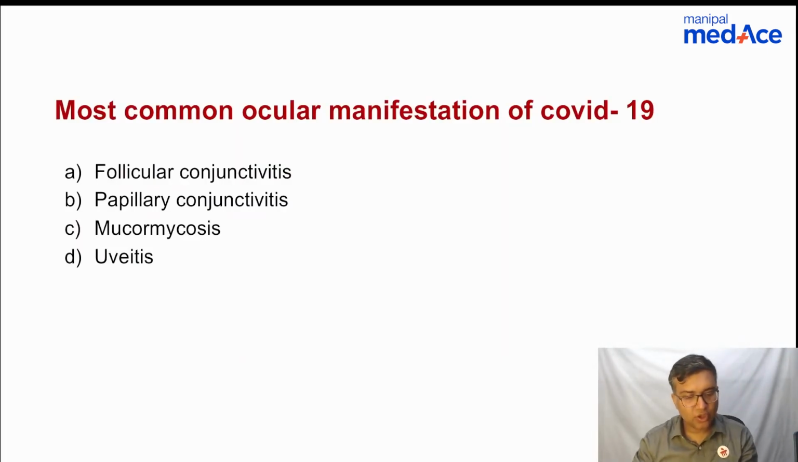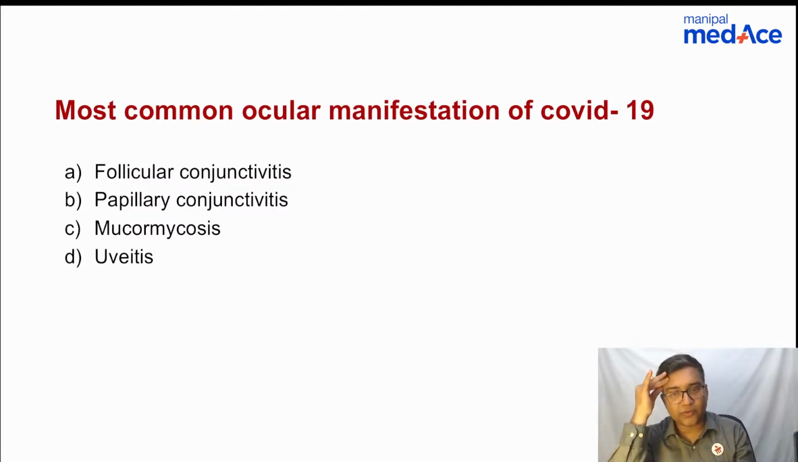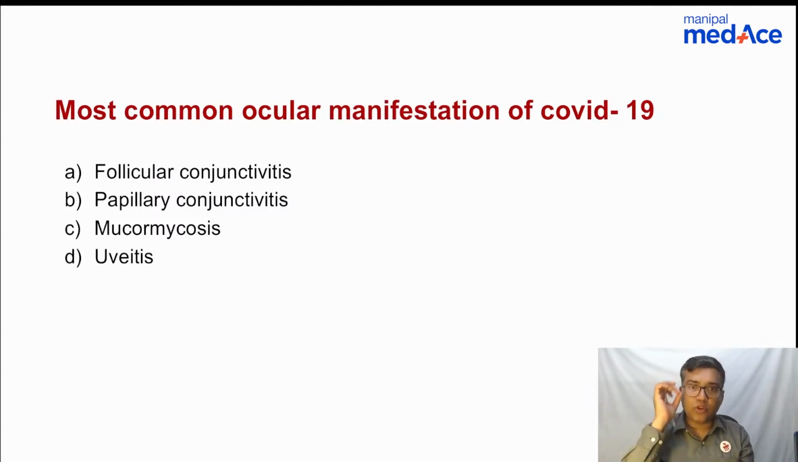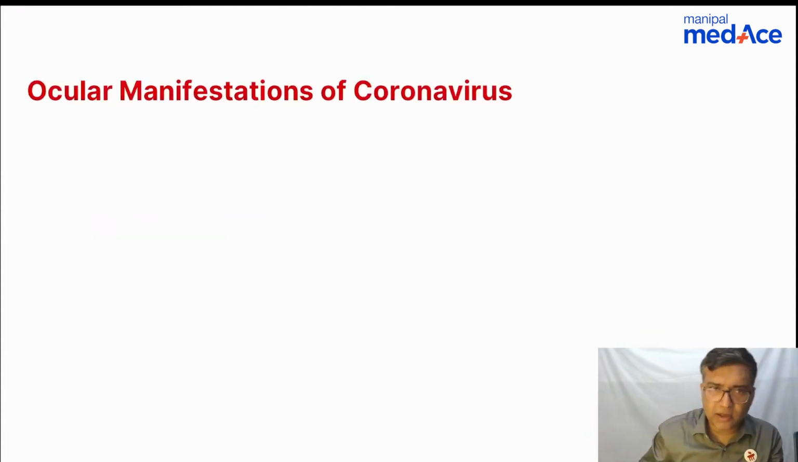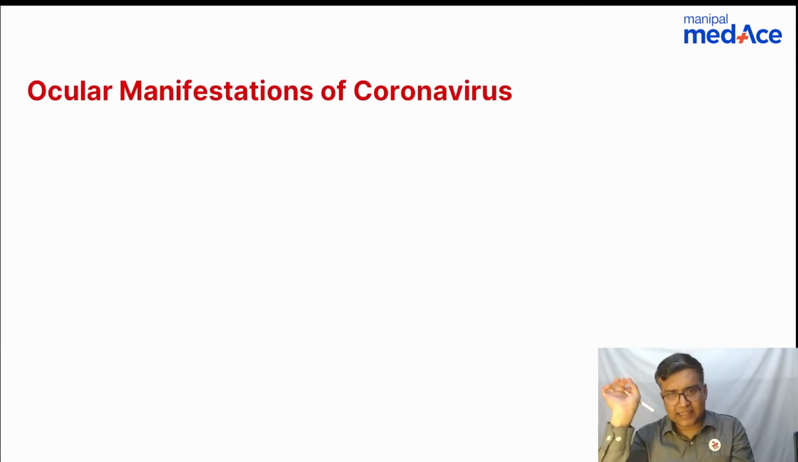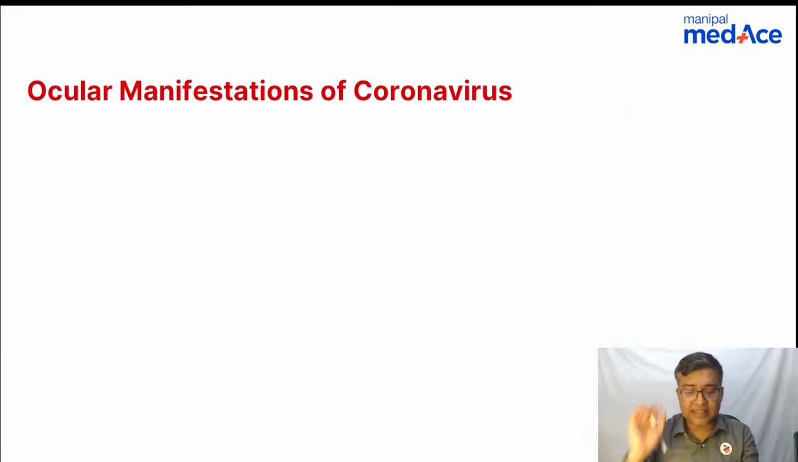So the next question is the most common ocular manifestation of COVID-19. There were a lot of questions regarding COVID-19 in the last few years, so it is very important to remember that the most important ocular manifestation is follicular conjunctivitis. A few important points in short about COVID and its ocular manifestations: the most common manifestation is conjunctivitis.